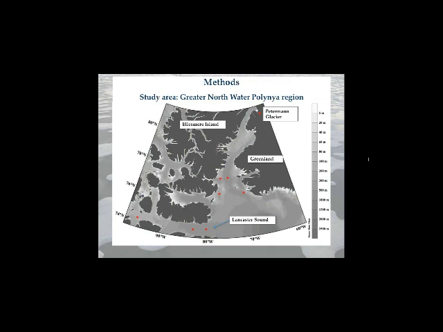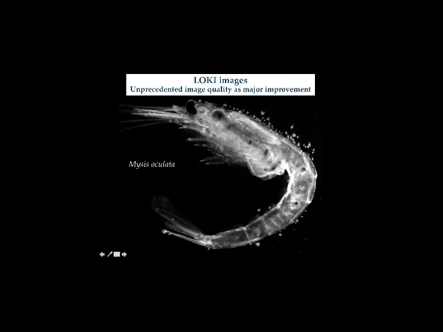If we go to the methods, then as the title says, we built an automatic identification model, and that model is for the Greater North Water Polynya region, as I call it. So we have northern Baffin Bay, the North Water Polynya, but all the way up to the Lincoln Sea as well. So really far north and a bit here into the Lancaster Sound.